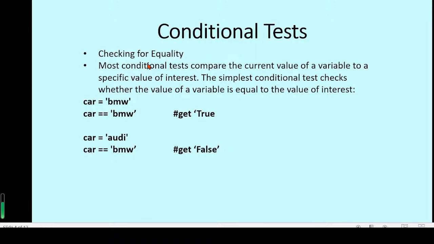Checking for equality. Most conditional tests compare the current value of a variable to a specific value of interest. The simplest conditional test checks whether the value of a variable is equal to the value of interest. So if the value is BMW, then we check car equals BMW, and we get true. And if the value is Audi and we check if car equals BMW, then we'll get false.